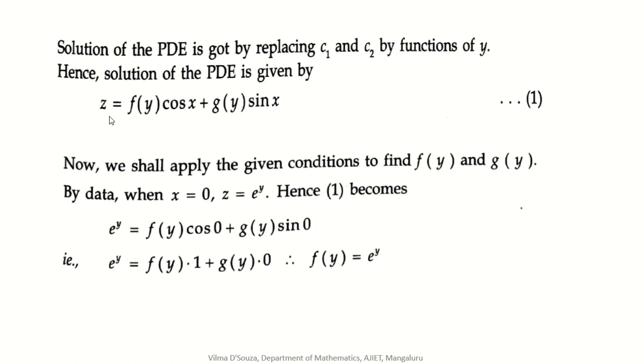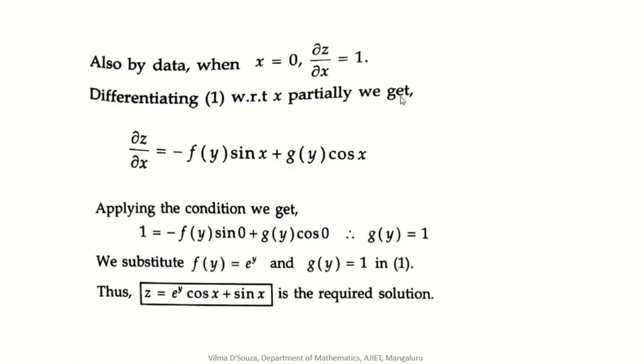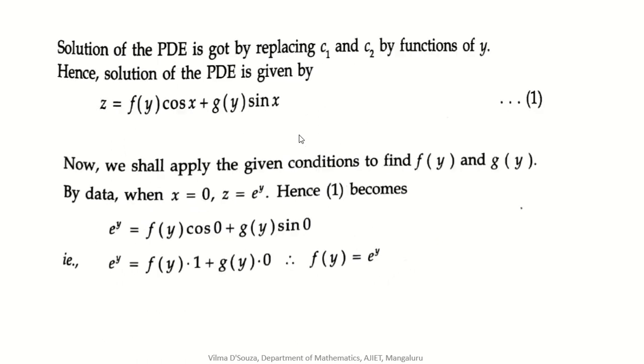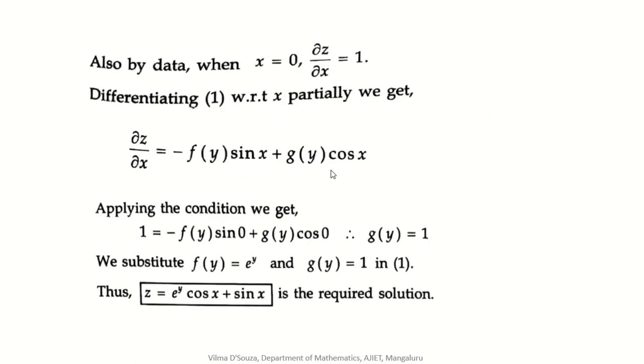So you have z here. How do you find dou z by dou x? Differentiate 1 with respect to x partially. So see, what do you get? Dou z by dou x is equal to f of y is constant. Differentiation of cos x is minus sin x, plus g of y into cos x. Let me repeat. Dou z by dou x is equal to, you are differentiating with respect to x, so f of y into minus sin x plus g of y into cos x.